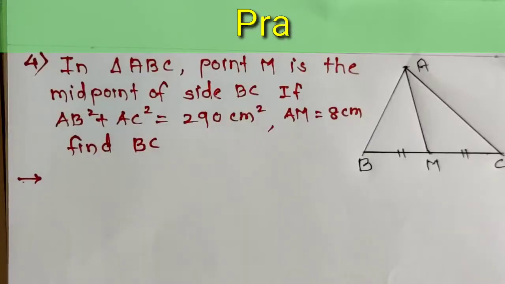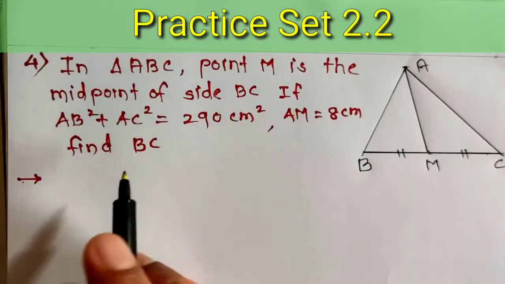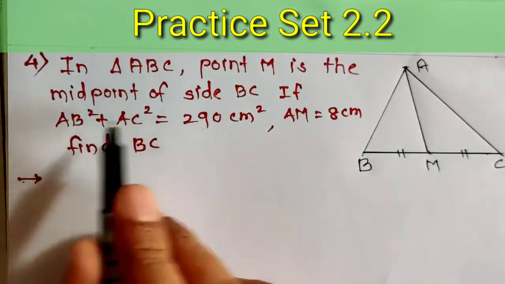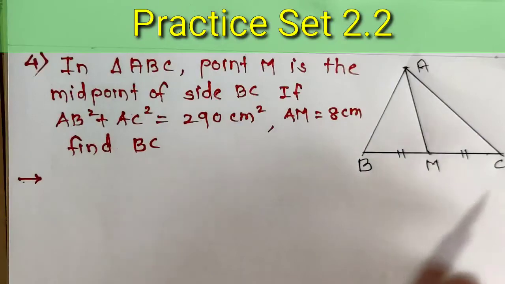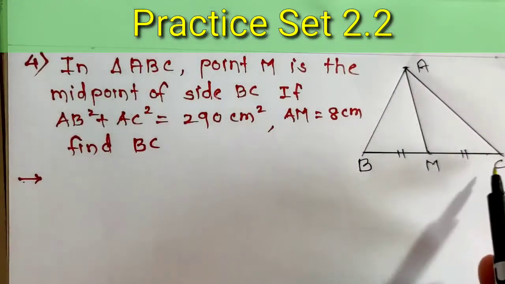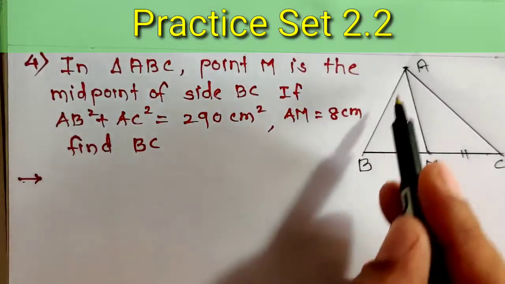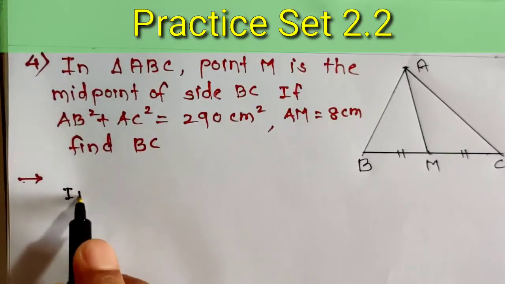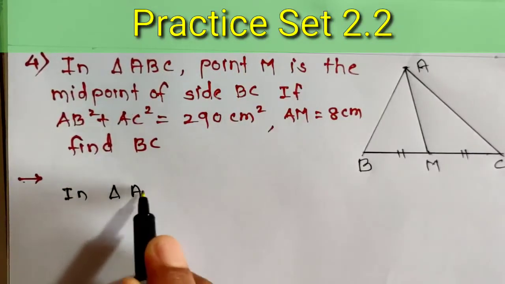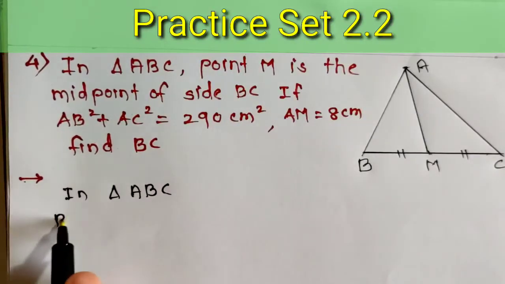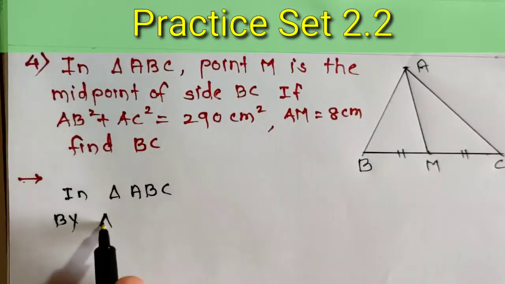So here it is, the fourth sum from practice set 2.2. In triangle ABC, figure is given. M is the midpoint of BC. If AB square plus AC square, already given 290, AM is 8, find BC. Same sum, similar to first sum. So in triangle ABC, by which theorem? Apollonius theorem.